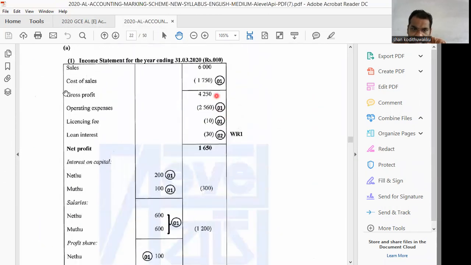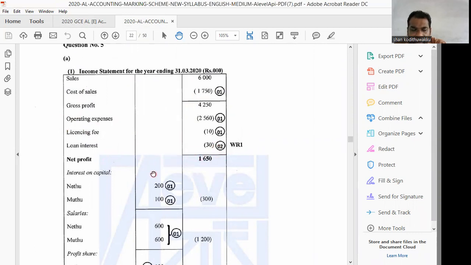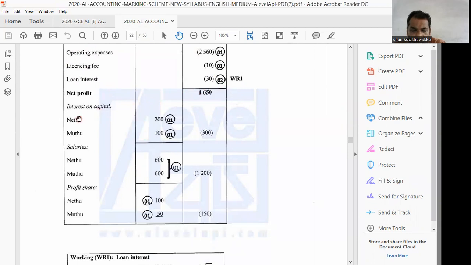Then we can find gross profit: sales, cost of sales deduction. You get gross profit 4,250. You can deduct all three expenses, operating expenses, licensing fee, loan interest. Then you take net profit of 1,650. We have to distribute 1,650 among the partners in the appropriation account. We already distributed interest on capital 300, salaries to partners 1,200. Then when you deduct 300 plus 1,200, total 1,500, from 1,650 net profit, the balance will be 150.